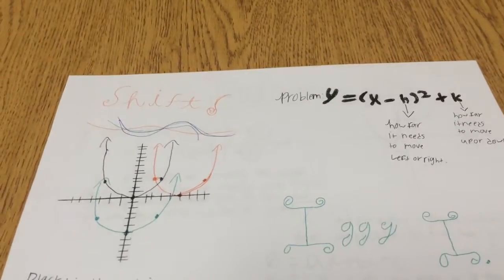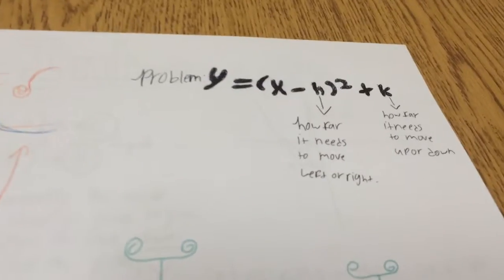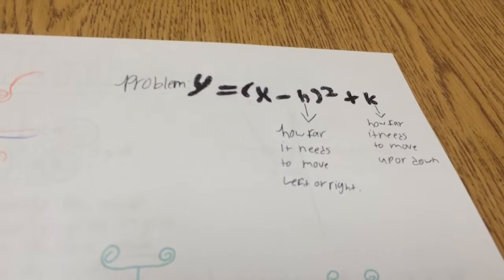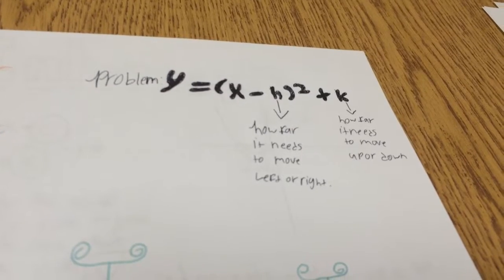Shifts. Problem. y equals (x minus h) squared plus k. H is how far it moves left or right. K is how far it moves up or down.